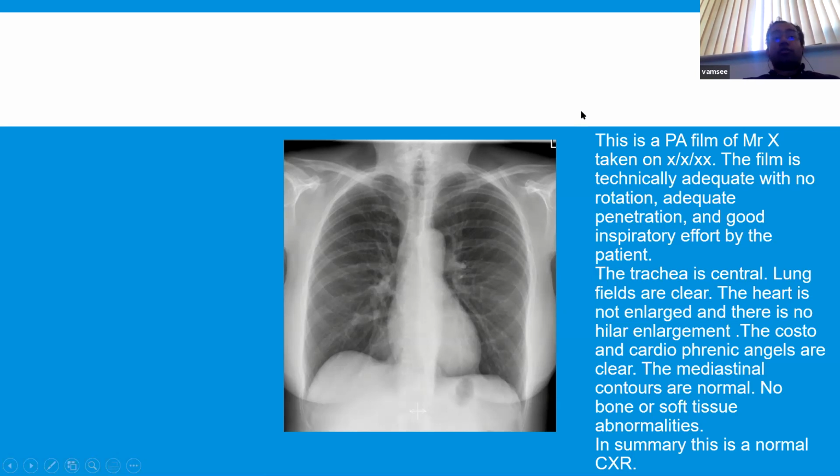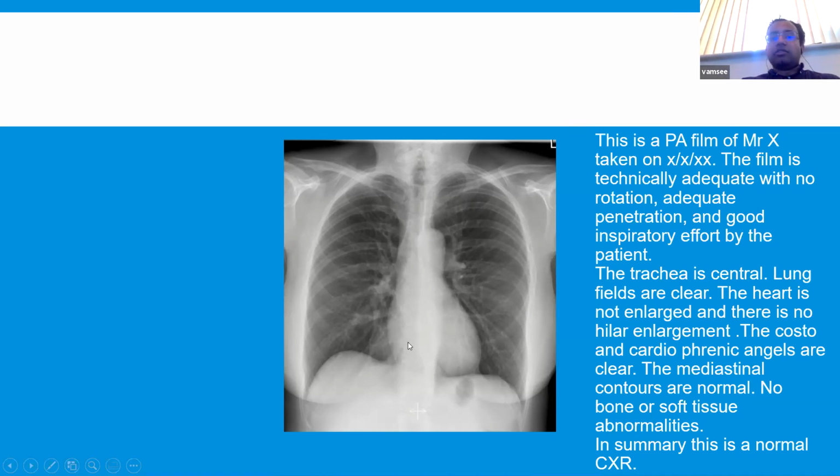So for that, go back to the basic principle we were talking about. Is there rotation? Doesn't appear to be rotated. You've got the spine there, and you've got roughly the two heads there, and it seems to be roughly the midline. So that's fine. So draw an imaginary line there, and that matches. That's fine. It's adequately penetrated.